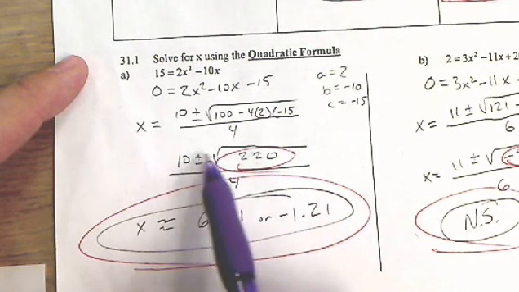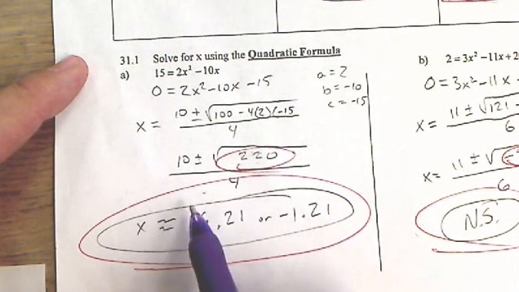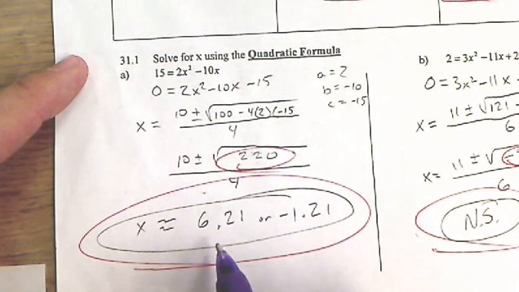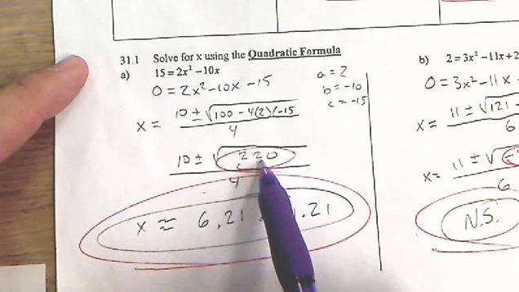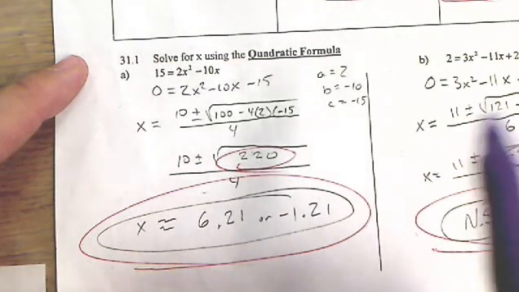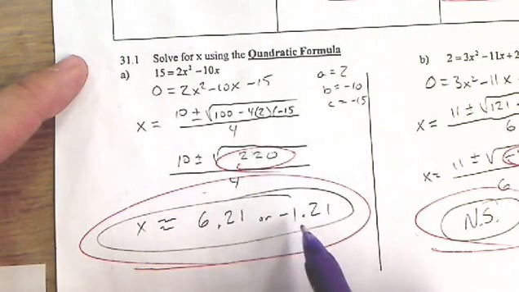And then I just go 10 plus the square root of 220. It equals, and then divide by 4. And you would get this one. And I go 10 minus the square root of 220. It equals, then divided by 4. I get that one.